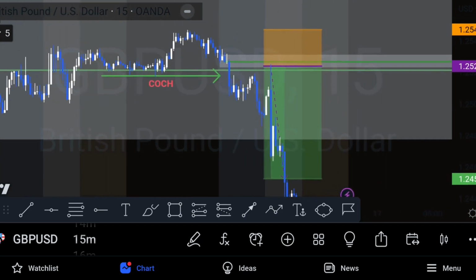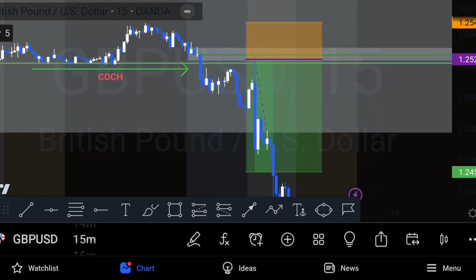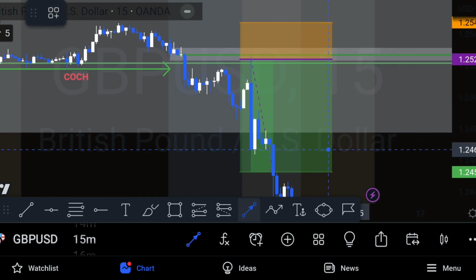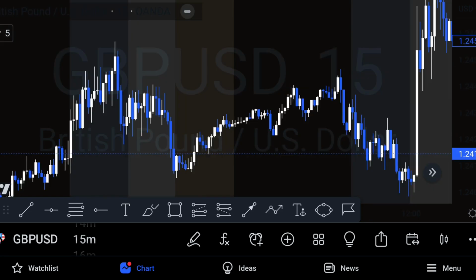And you can see this is an example of a supply zone, and how to spot the true supply zone, which is this right here. Okay, so this is another example for a reversal right here. So what do we have here?